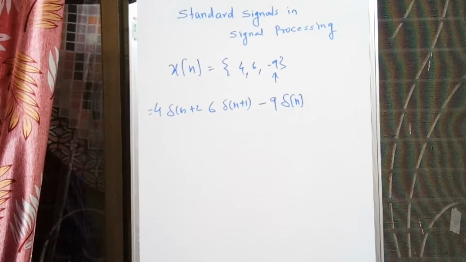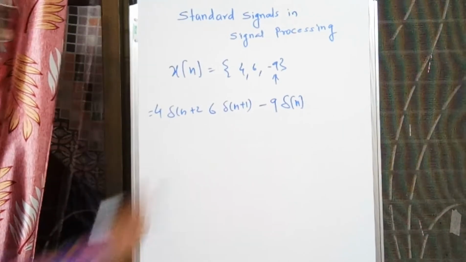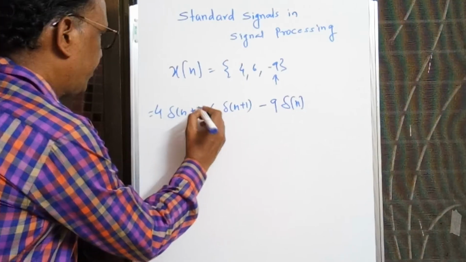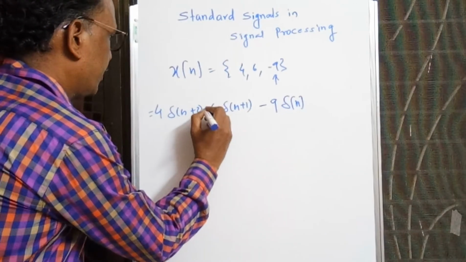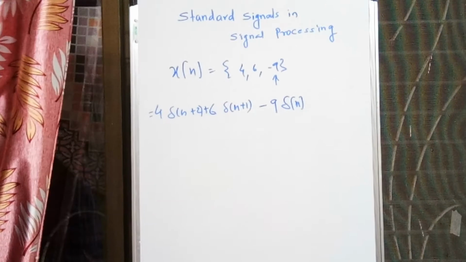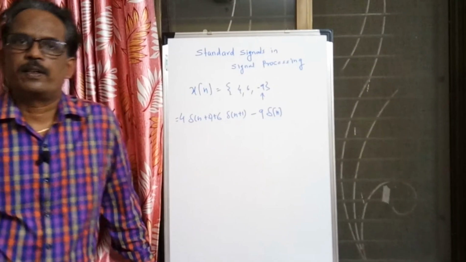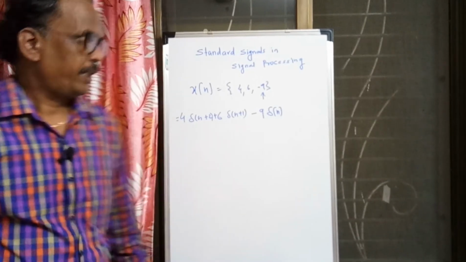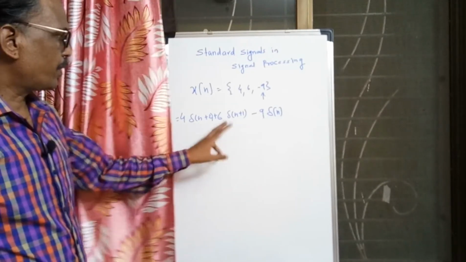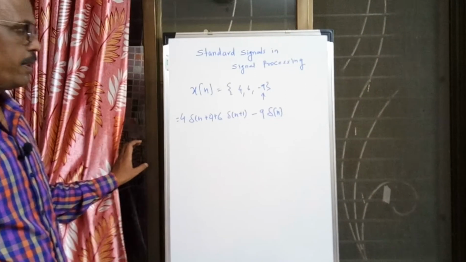So this is our representation of signal x of n in terms of weighted and shifted delta function. Unit sample, you can use the word delta function. I will be using the word delta function for unit sample henceforth. So it is a linear combination of weighted and shifted delta functions.